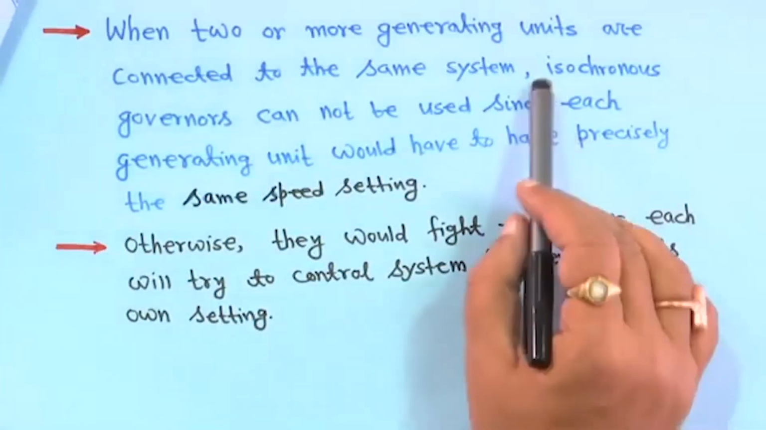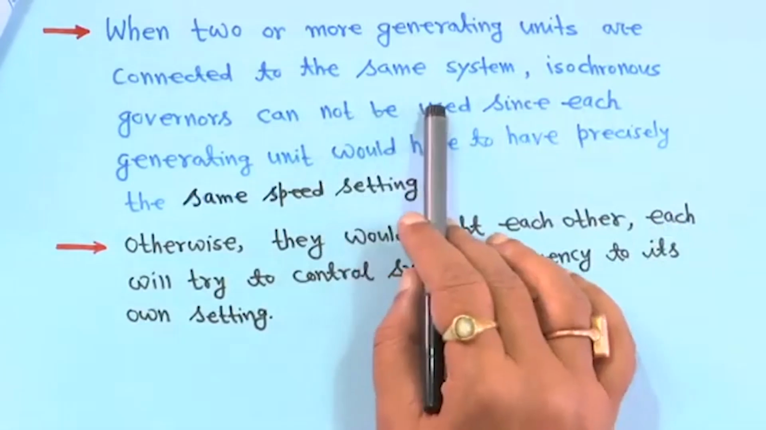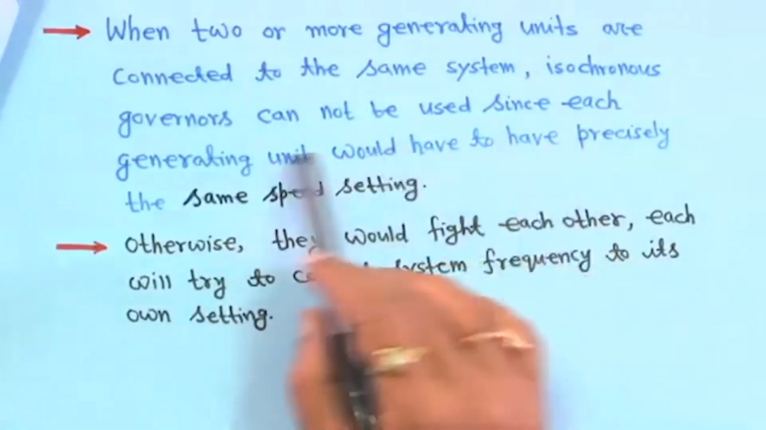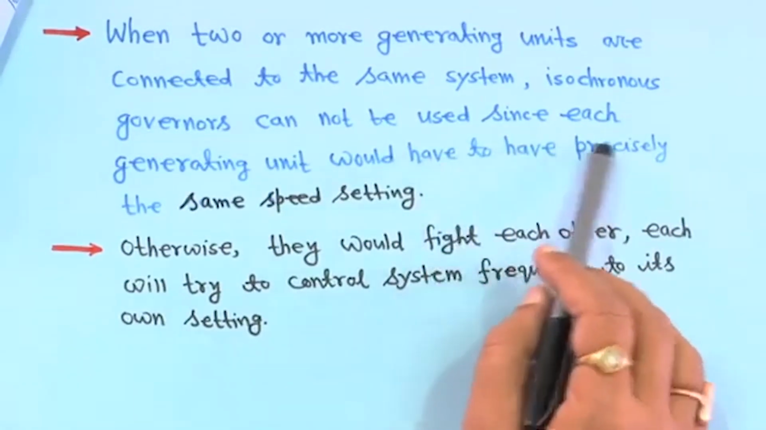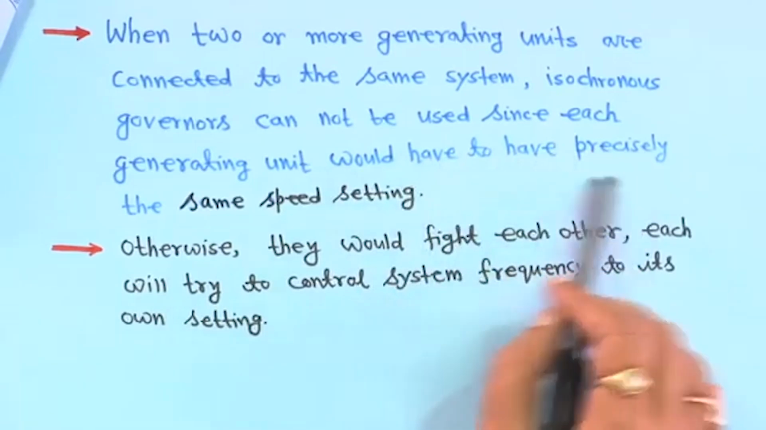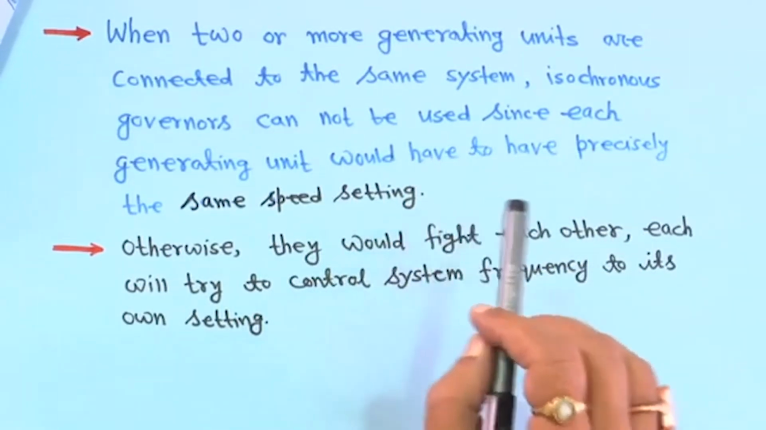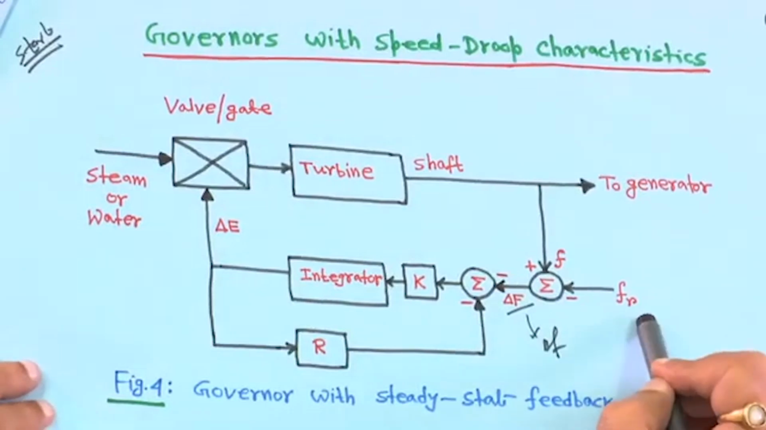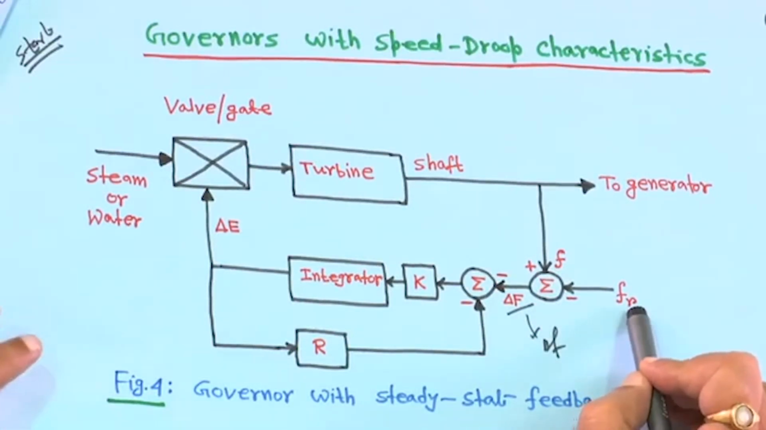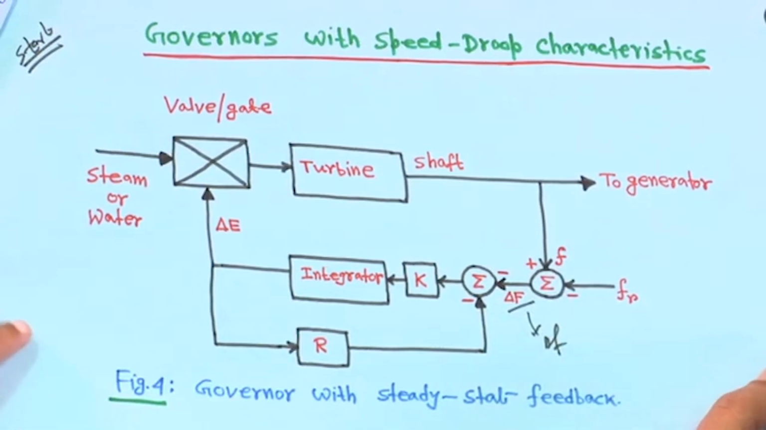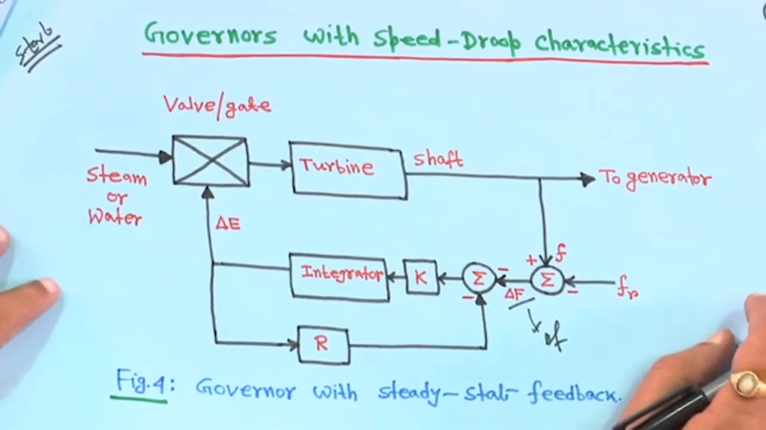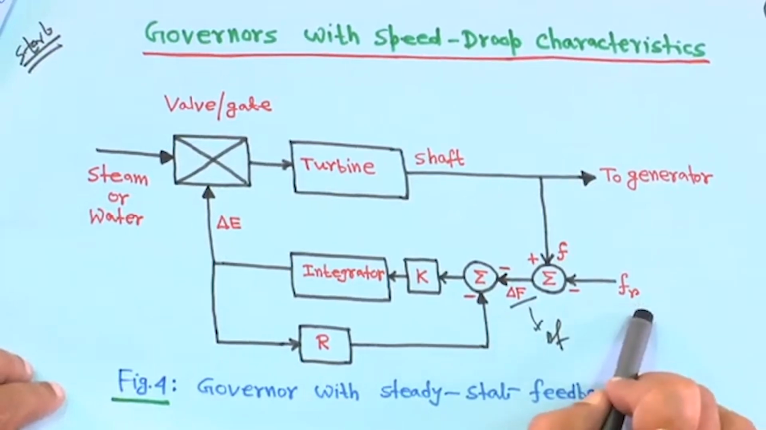When two or more generating units are connected to the same system, isochronous operation, which I told you means constant speed, cannot be used, since each generating unit would have to be set to precisely the same speed. If you have two or more generators, the reference speed setting has to be the same, but when you set it manually, it may not be accurate. So there will be a tug of war among the generators, and everybody will try to set the frequency to its own setting.